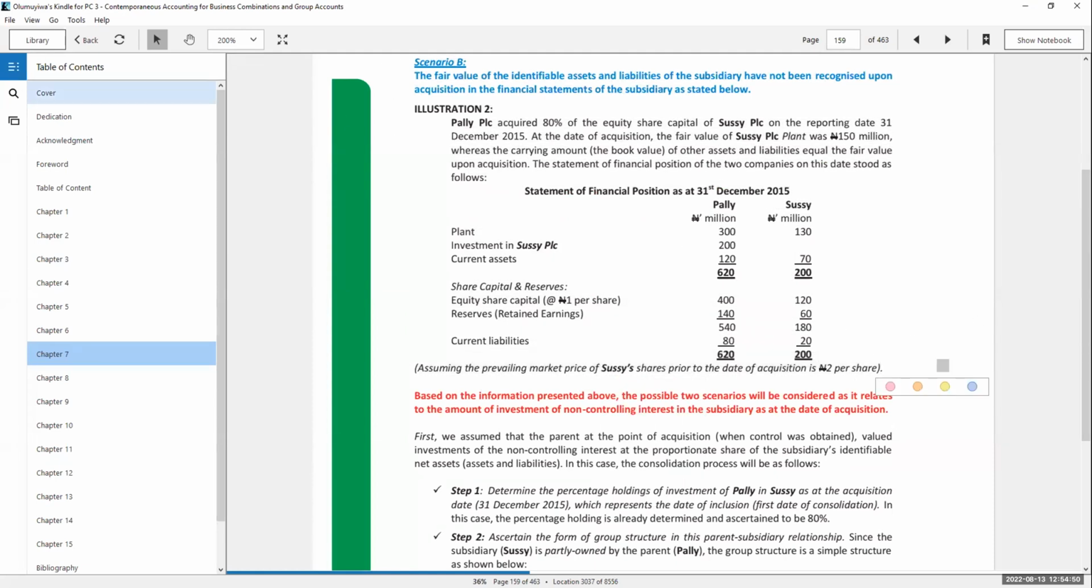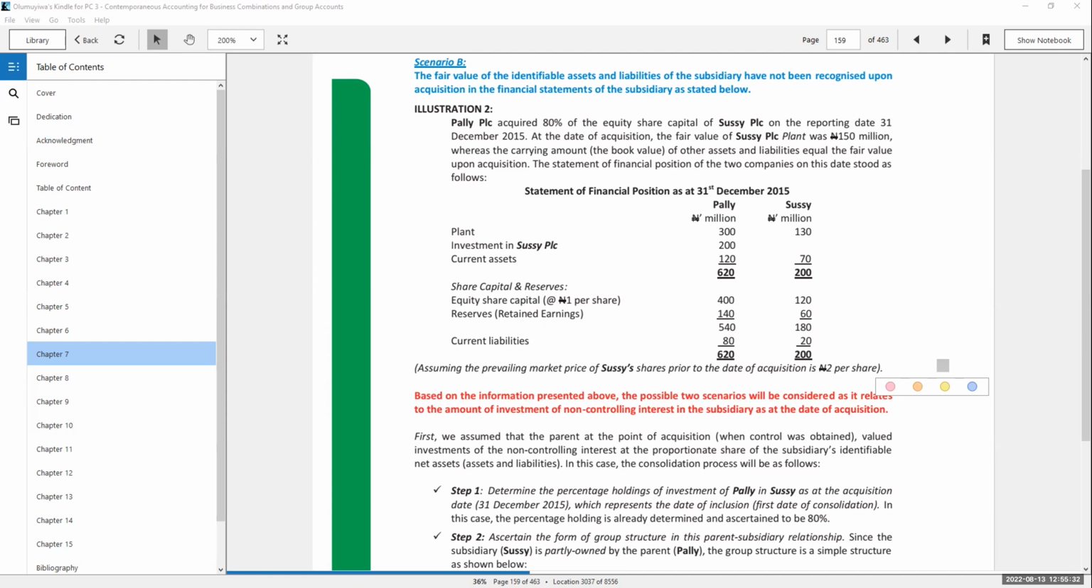Okay, all right, sir. So scenario B, the fair value of the identifiable assets and liabilities of the subsidiary have not been recognized upon acquisition in the financial statements of the subsidiary as stated below. Illustration 2, Pali PLC acquired 80% of the equity share capital of Suzy PLC on the reporting date, 31st December 2015. At the date of acquisition, the fair value of Suzy PLC's plant was 150 million, whereas the carrying amount, which is the book value, of other assets and liabilities equals the fair value upon acquisition. The statement of financial position of the two companies on this day stood as follows.